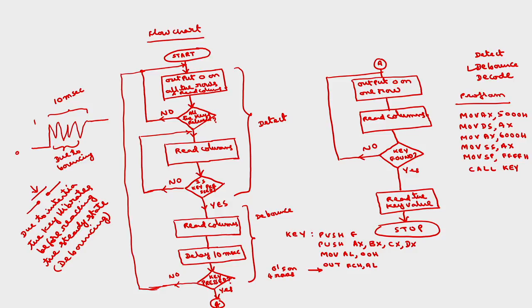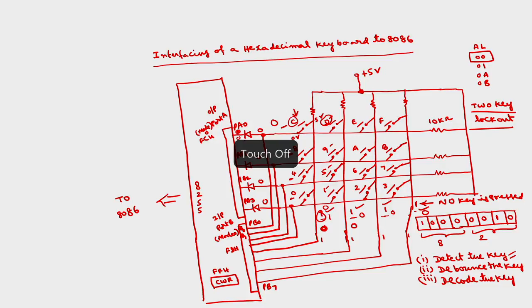Then what is the next step? We have to check whether any keys are released or not. So if all the keys are released, what does it mean? As I have told, all the 4 bits should be 1111. The 4 columns you have connected to PB4, PB5, PB6 and PB7. So you have to check this PB4, PB5, PB6, PB7. If all these 4 bits are ones, it means no key is pressed, all the keys are released.